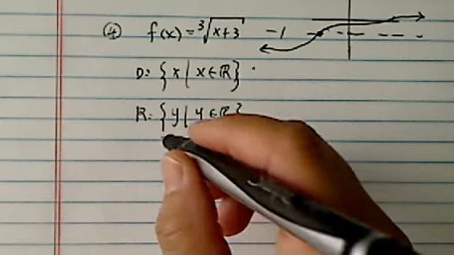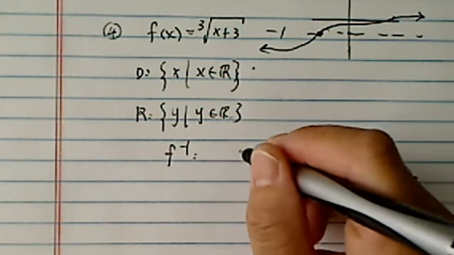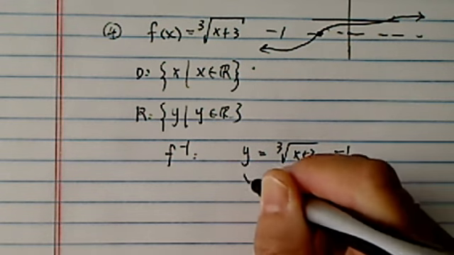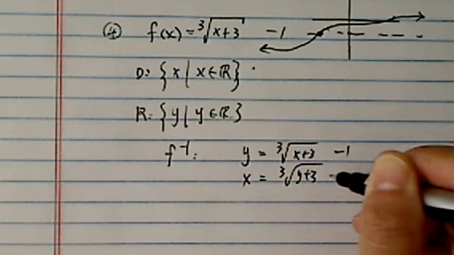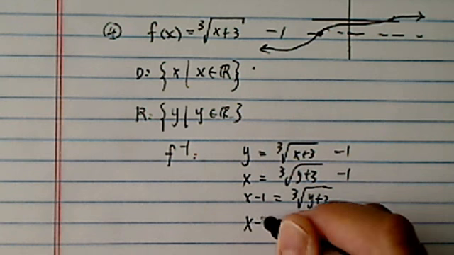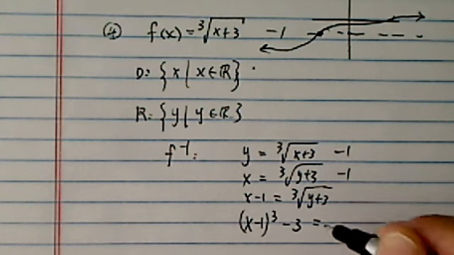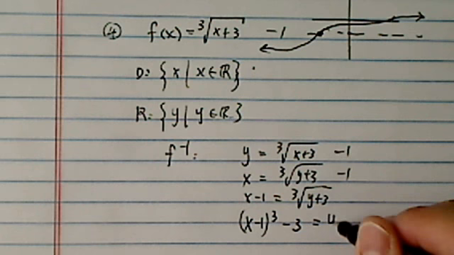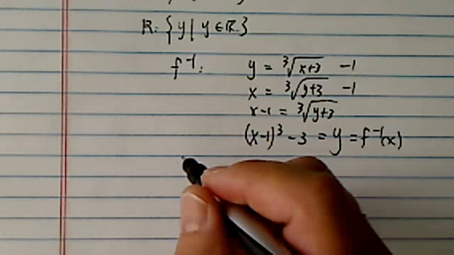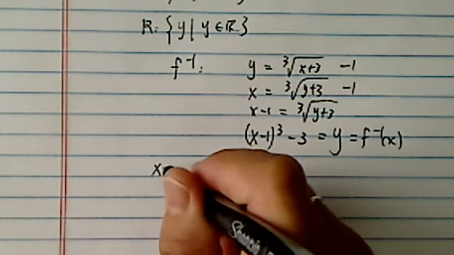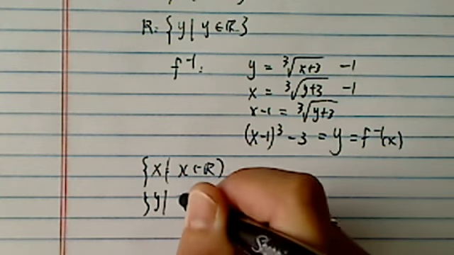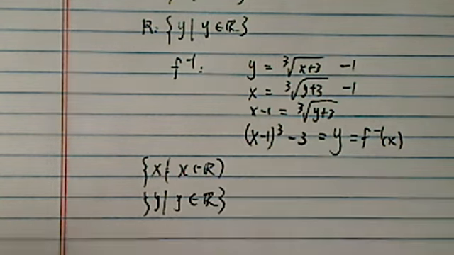Let's check out f inverse. Y equal to cube root of x plus 3, minus 1. X equals cube root of y plus 3, minus 1, so x minus 1 cubed equals y plus 3. So it's x minus 1 cubed minus 3, equal to y, which is the inverse of x. There's no restriction on either one of them because it's cubic. So x belongs to R, and y belongs to R. There's no restrictions on this one.